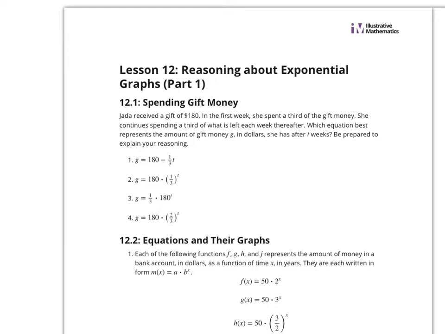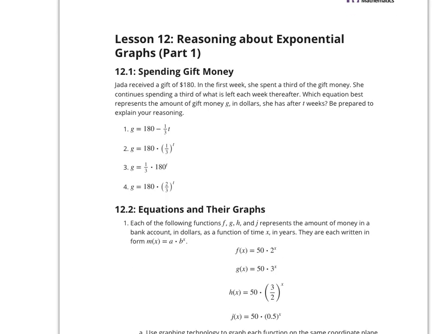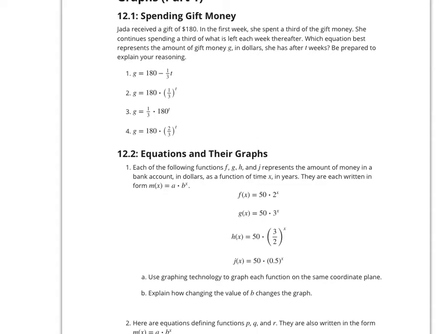So in this activity, it says each of the following functions f, g, h, and j represent the amount of money in a bank account in dollars as a function of time x in years. They are each written in the form m of x equals a times b to the x power. The four functions are f of x equals 50 times 2 to the x power, g of x equals 50 times 3 to the x power, h of x equals 50 times 3 halves to the x power, and j of x equals 50 times 1 half to the x power.